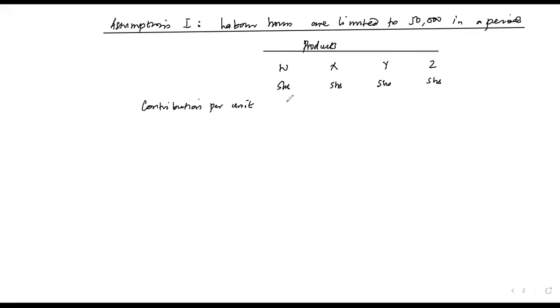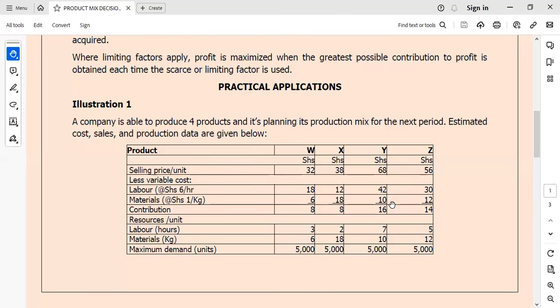where for product W we have 8. Remember, contribution is selling price minus the variable cost. So here we have 8. Here we also have 8. We have a 16 and a 14. I'm getting these contributions from our question here. As you can see, the contribution is 8, 8, 16, and then 14. So we have the contributions.